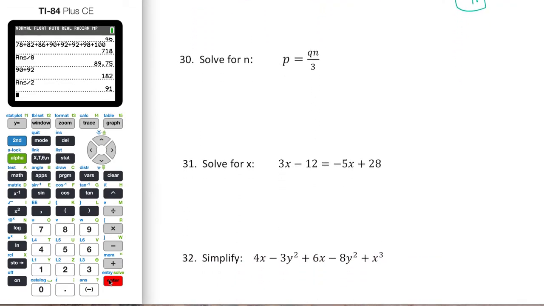All right, solving for n. So just like last time, when we have a fraction, we're going to multiply by the denominator right away to cancel out that fraction. Get that out of there. So we're going to have 3p equals q times n. Since we're multiplying, our opposite is going to be to divide. So we're going to divide q out. So n is going to equal 3p divided by q.